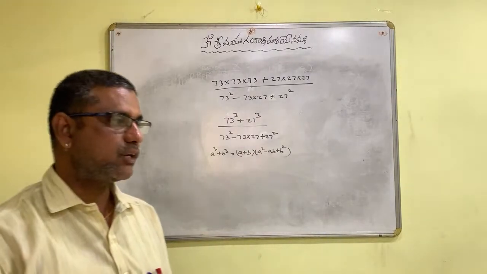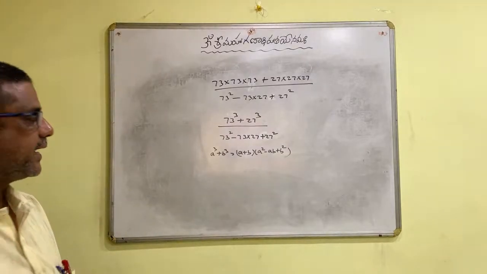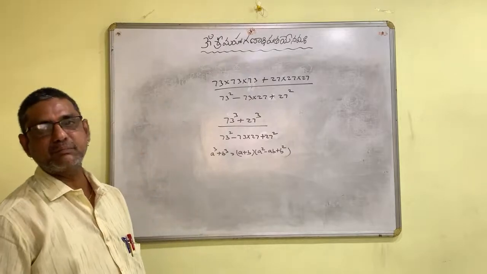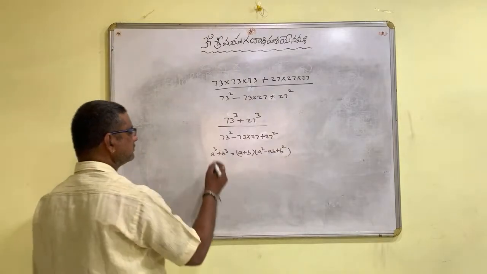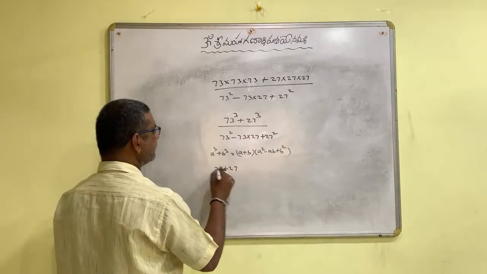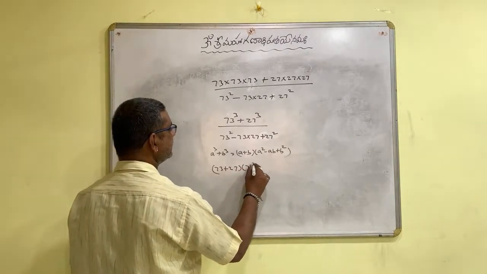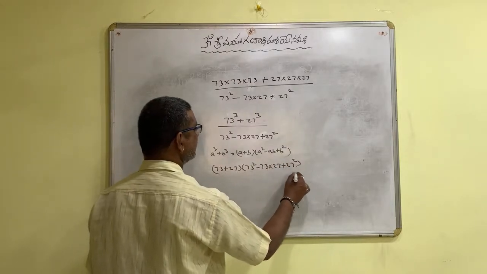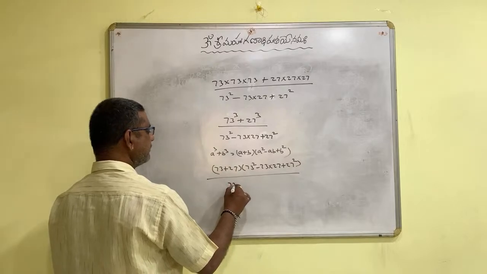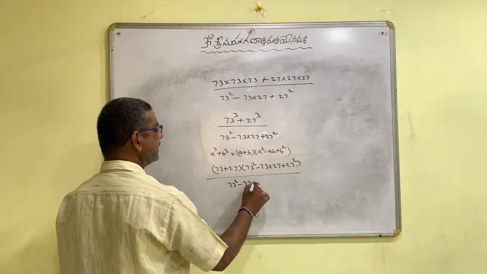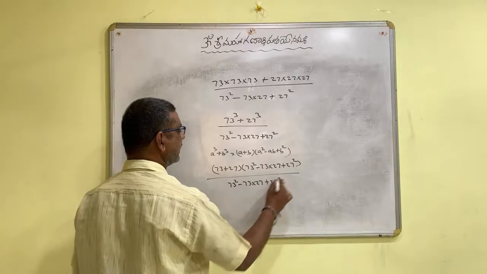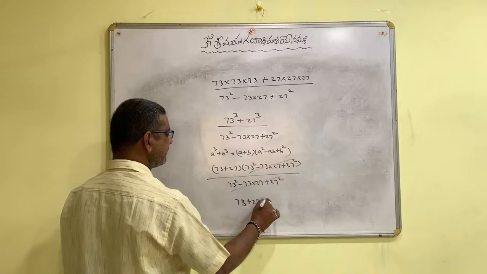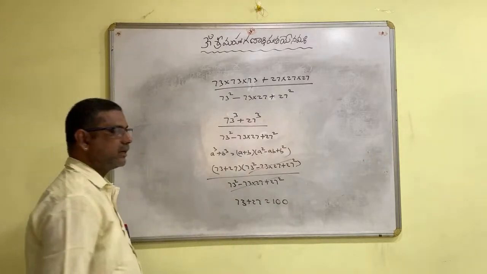Numerator is in the form of A cube plus B cube, so express it in the form of A plus B into A square minus AB plus B square. 73 plus 27 into 73 square minus 73 into 27 plus 27 square, by 73 square minus 73 into 27 plus 27 square. These two get cancelled. 73 plus 27 is 100. Done.